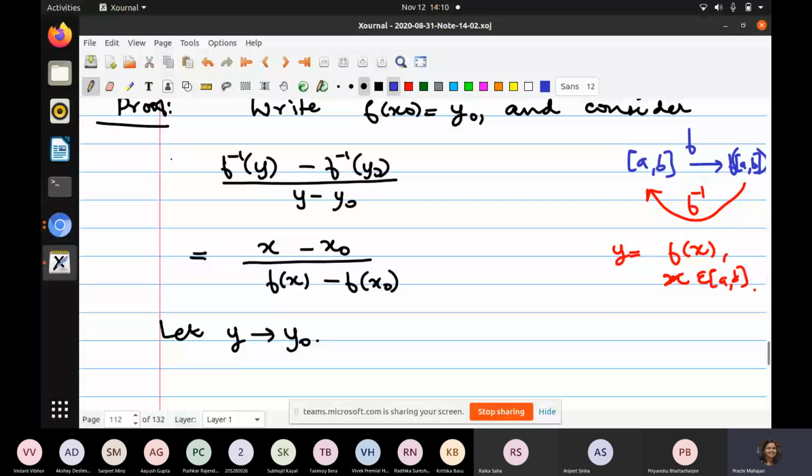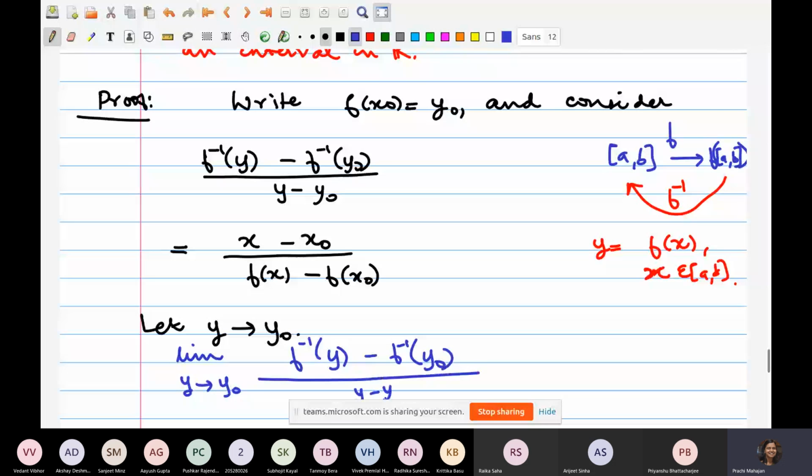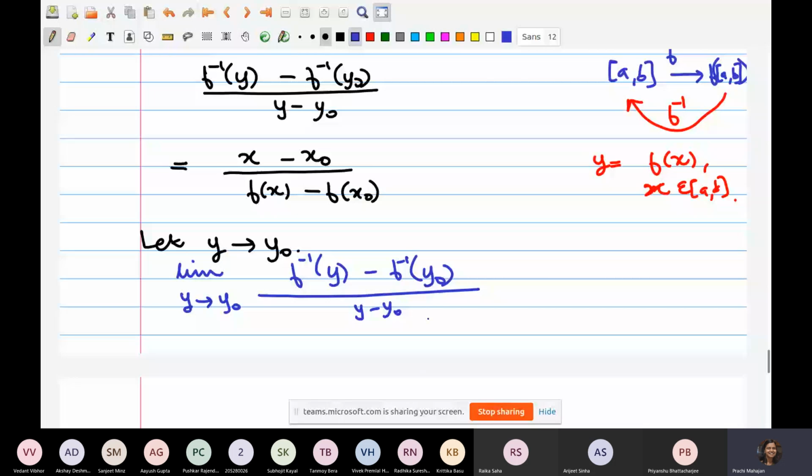I am asking the question here: what happens if I allow y to tend to y naught? What happens to this limit? I am considering the limit as y tends to y naught of the following difference quotient. Everybody with me up till now? We have to assert that this limit exists. Only if this limit exists can we say that the inverse function is differentiable at the point y naught.